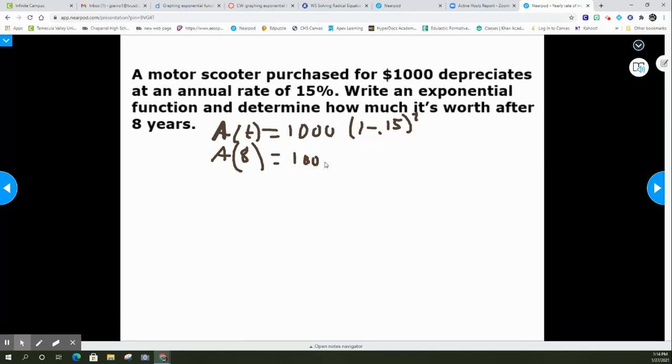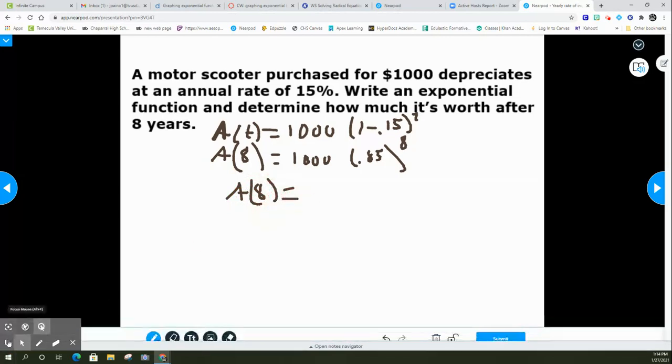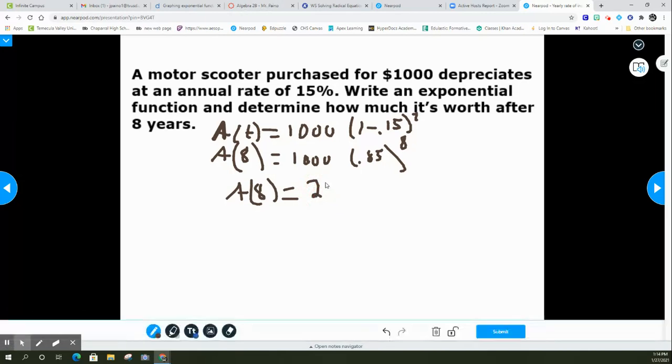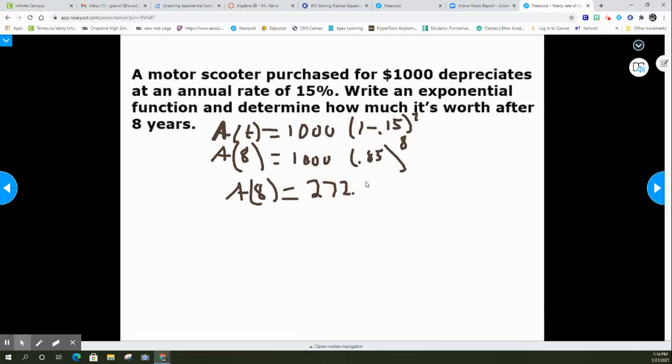So 1,000 times 0.85 raised to the 8th. Let's type that into our calculator and see what we get. And I get $272.50, 49 cents. It went down a lot. Not a good investment there.